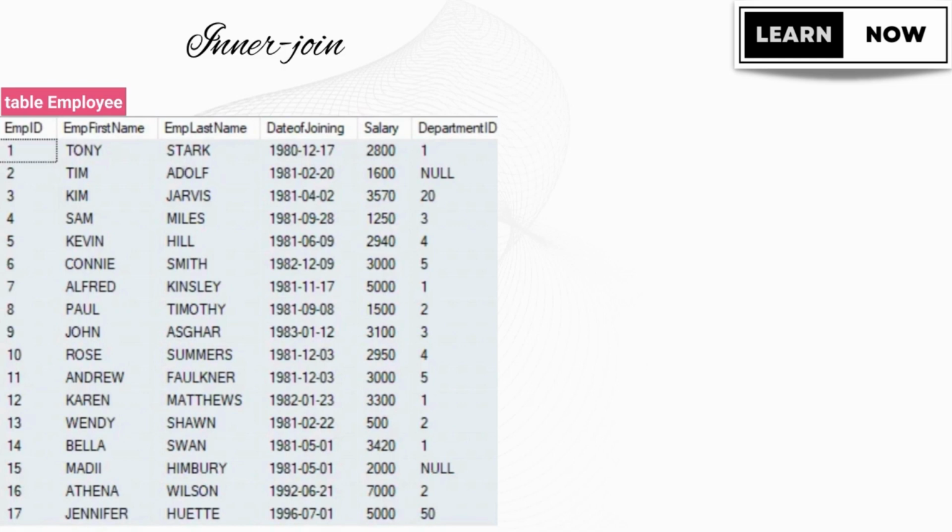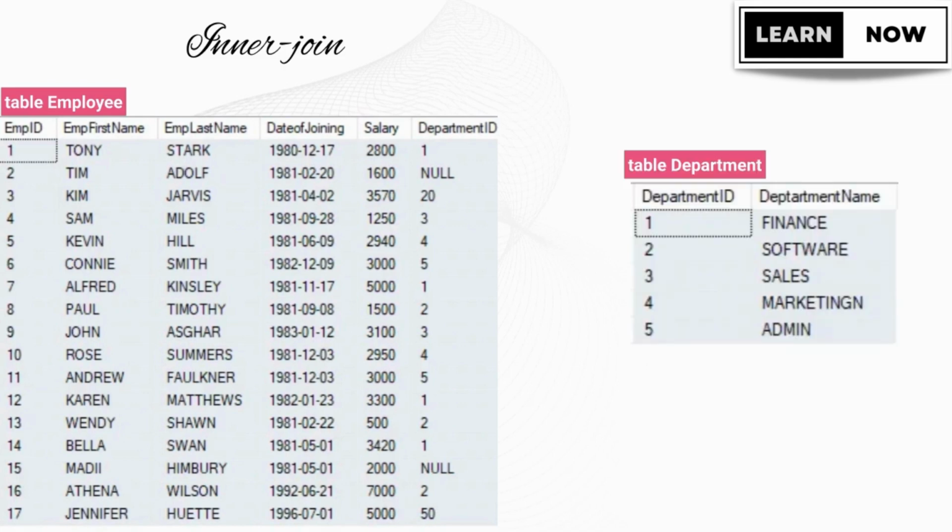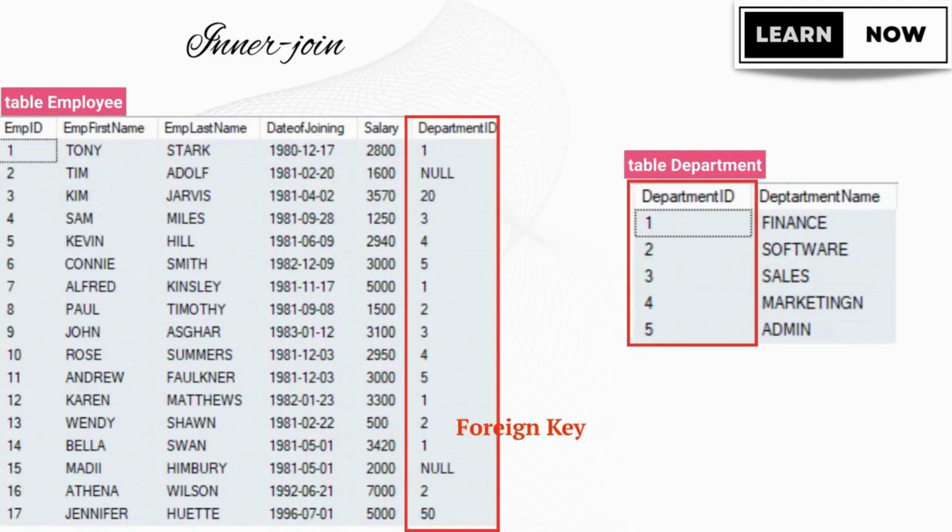Suppose we have two tables, an employee table and a department table. The employees table contains information about our employees, such as their name, date of joining and salary. The departments table contains information about the departments that our employees belong to, such as the department name. To combine these two tables using inner join, we need to identify a common column or columns that both tables share. In this case, the common column is the department ID, which is a primary key for the department table and a foreign key for the employee table.